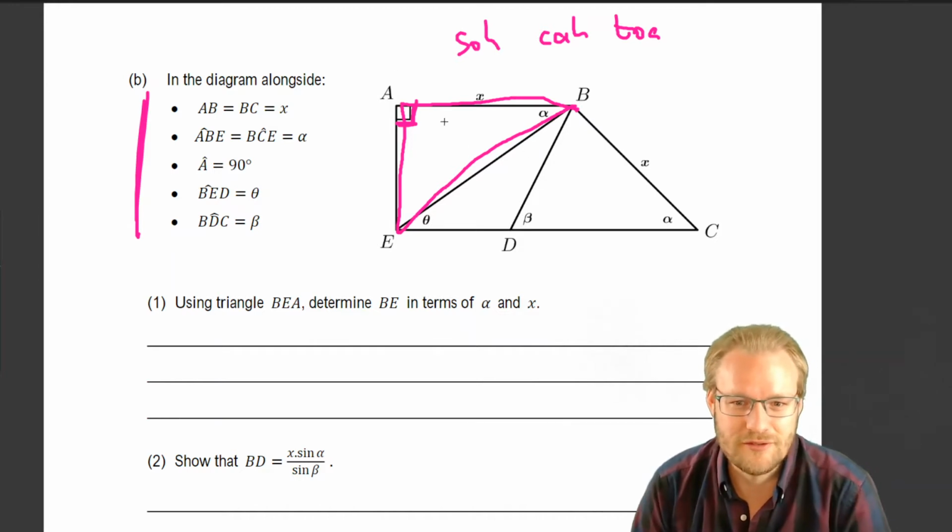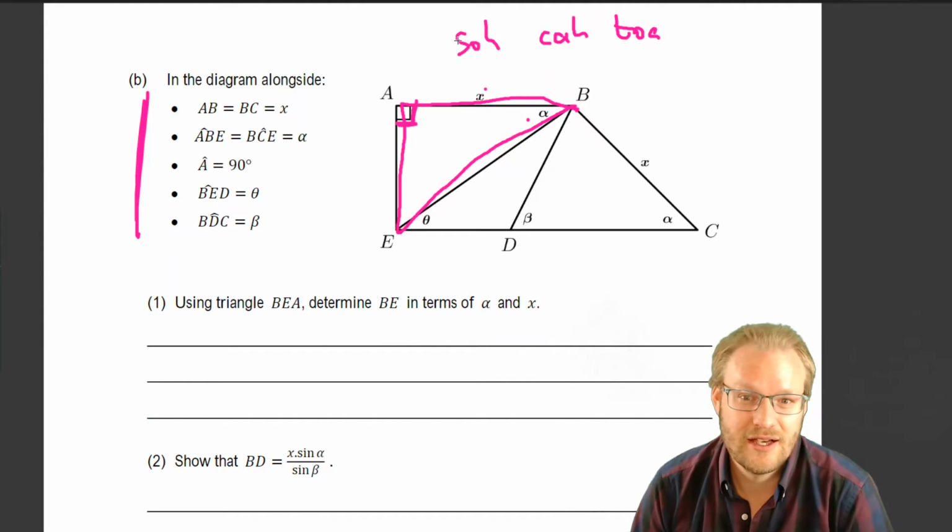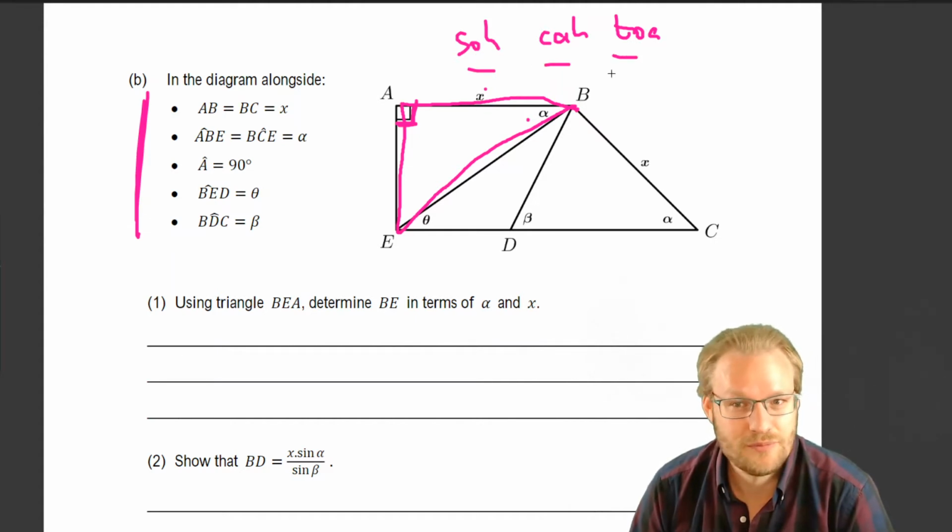Determine B in terms of alpha and X. Well, we've got alpha, we've got a side. What do we have in terms of opposite, adjacent, and hypotenuse? And then figure out which of these three trig ratios we're going to use.